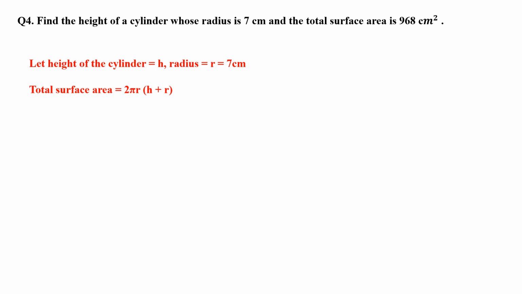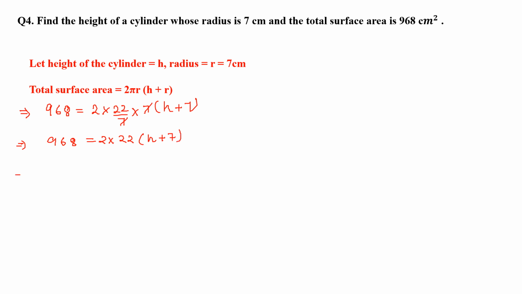Now I'm going to put all the values and then only I can calculate the height of the cylinder. So total surface area is 968. This is equal to 2 into 22 by 7 into radius 7, into height I have assumed as h, plus 7. So 7 and 7 I can cancel and it will become 968 equal to 2 into 22 times h plus 7.